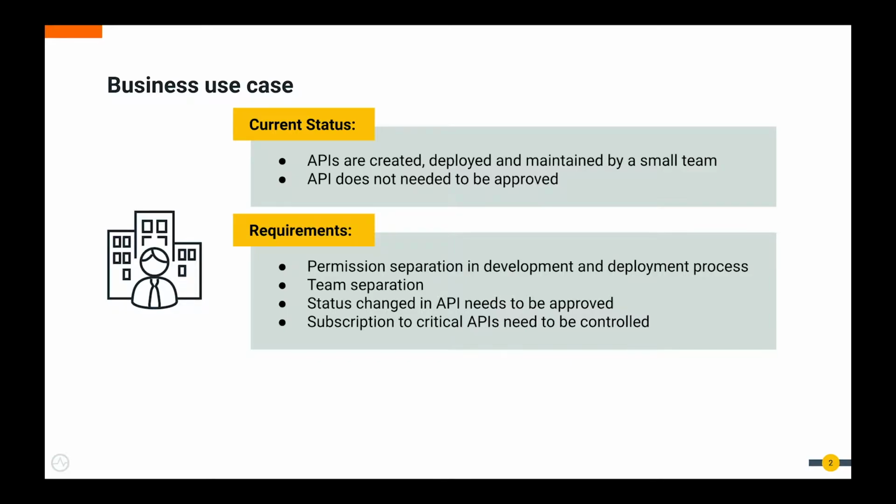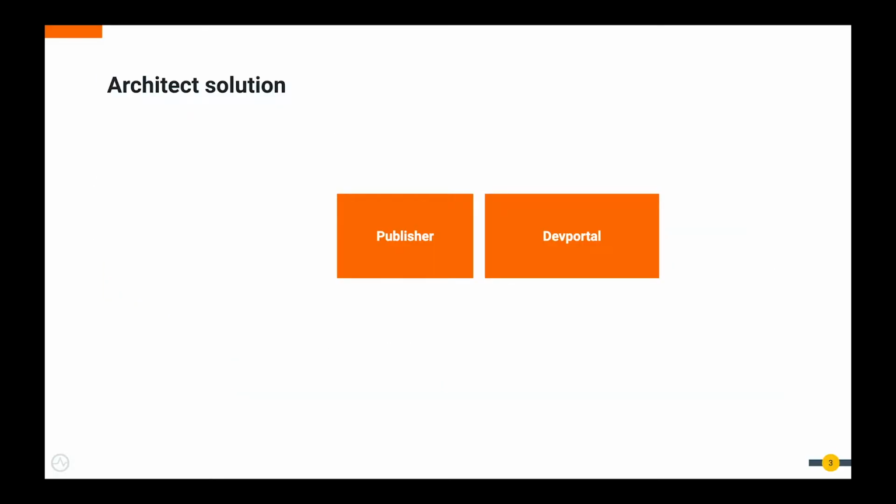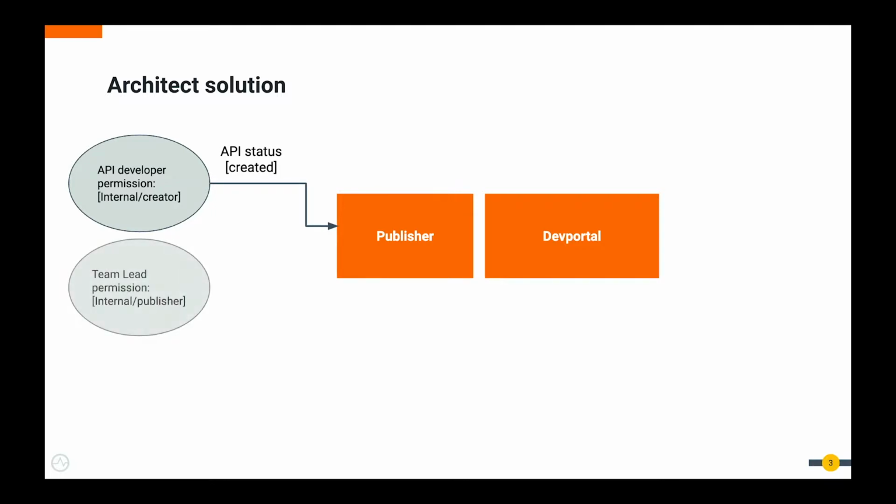In other cases, critical points in the API lifecycle sometimes require approval from upper management. A new subscription, new application registration, or even new token requests need to be closely monitored and approved. In the case when budget is limited and the approval process is relatively simplified, the proposed solution is to use the new WSO2 API Management version 2.2 with new workflow possibilities.